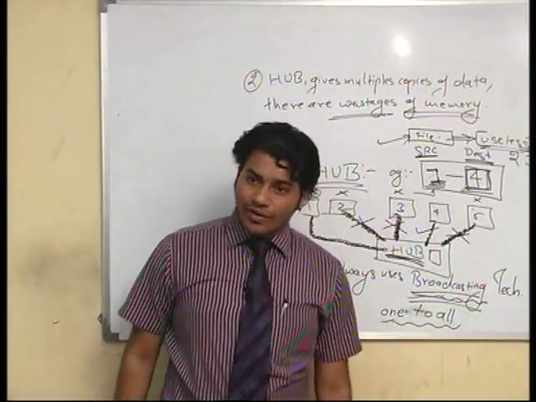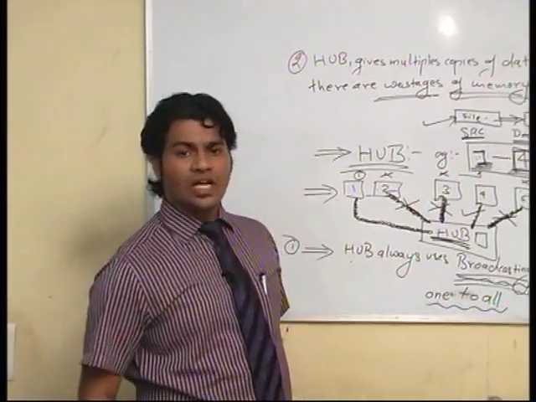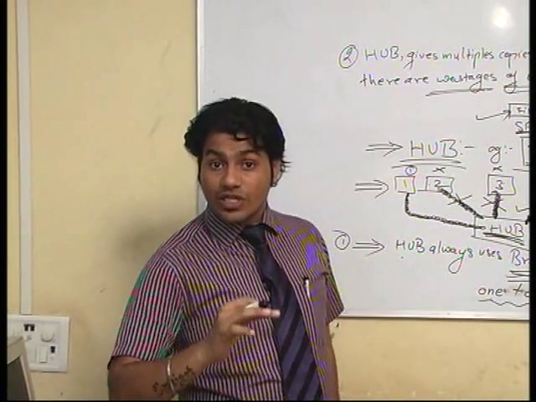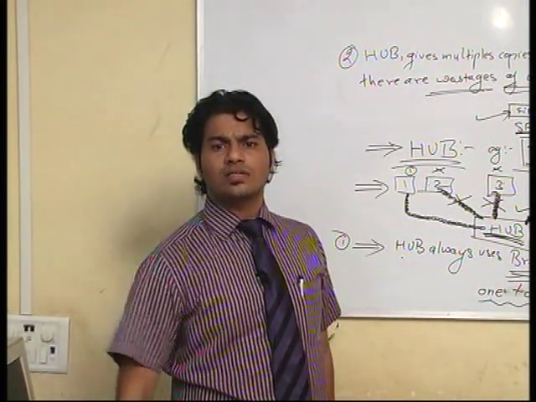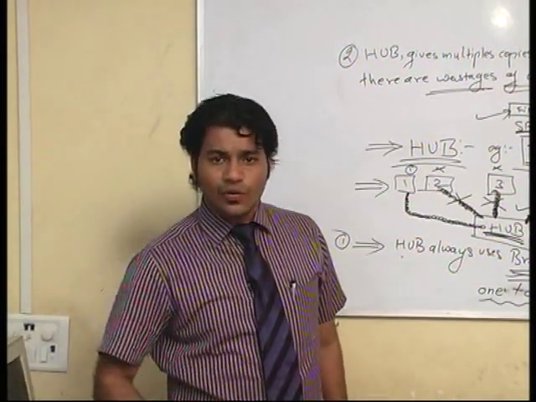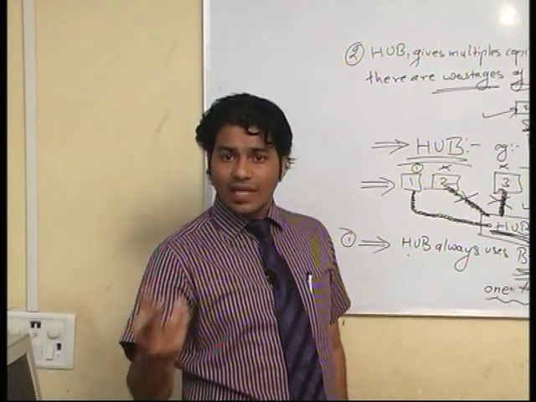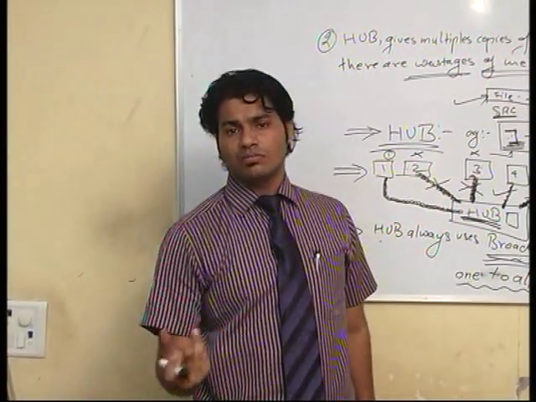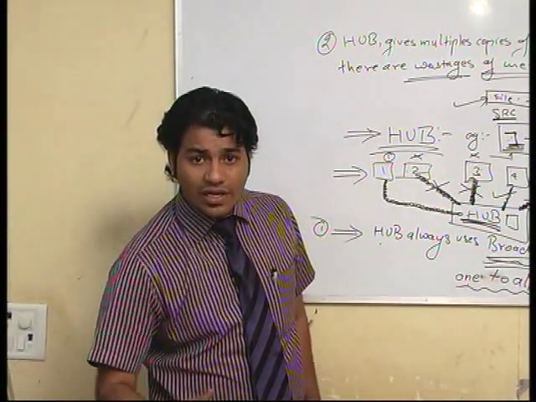Now come to the third point. For a hub, remember one thing, a hub is not at all an intelligent device. Anyone can ask, sir, how is it possible? Because data is getting delivered to the respective network. Even a hub works with the help of LAN. A hub can make a small LAN. Then also, you are saying that a hub is not an intelligent device.